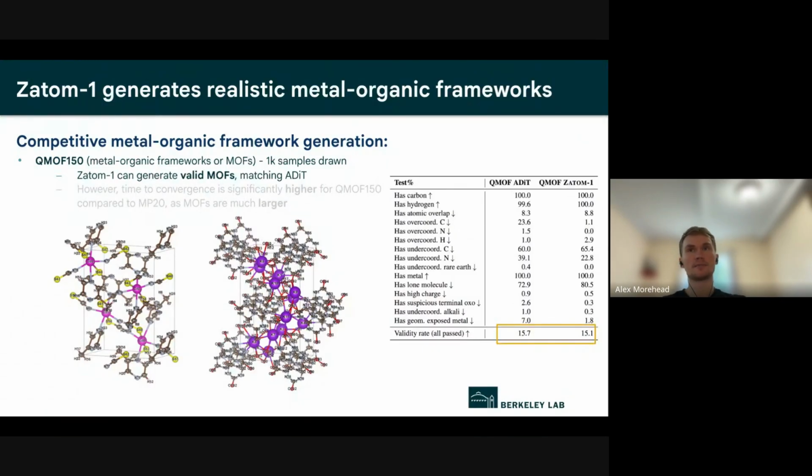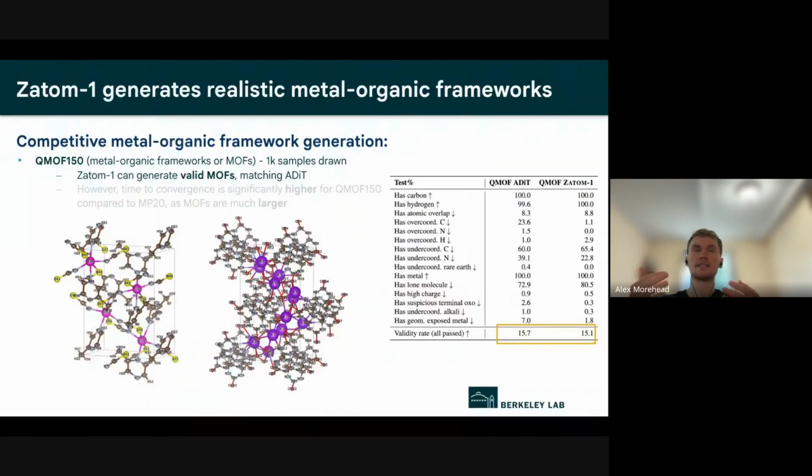And what we find, comparing specifically to this ADiT model that was also trained just on QMOF, is that it achieves about a 15% validity rate. What does that mean? If you generate 1,000 metal organic frameworks from this model trained on a dataset of MOFs, and you measure these unit tests, how many of the generated MOFs pass all these tests simultaneously, we're left with a rate of about 15%. And we're able to match those results of ADiT here.